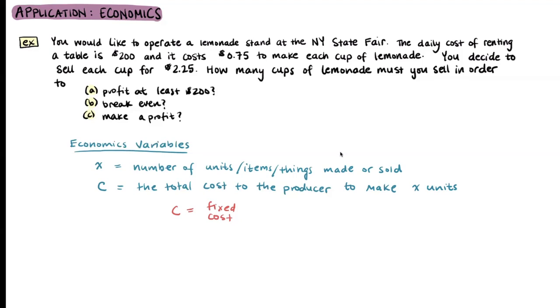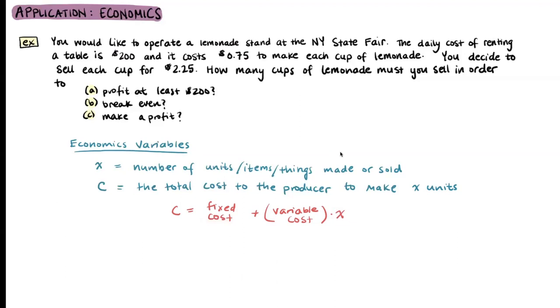Then we do have a variable cost, which is this 75 cents that goes with each cup. Okay, so we have to add on that variable cost. But not only that, that variable cost is going to need to be multiplied by how many cups that we make. Okay, so this is going to be multiplied by X, and X is going to stay as X in your equation for your cost.